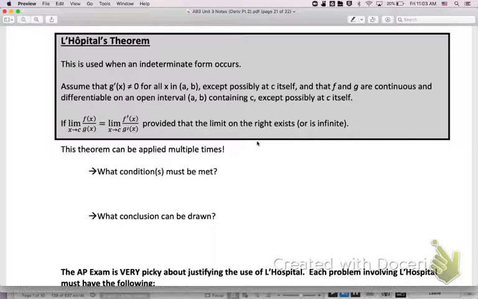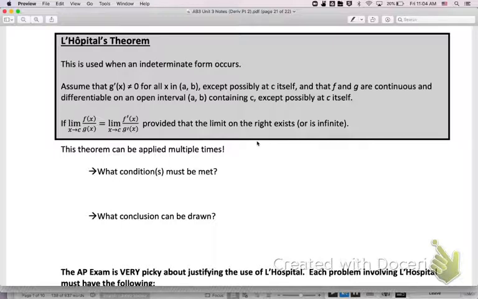The idea, and you can read through all of those requirements there, g prime of x cannot be 0 because we're going to divide by the derivative of g. For all x's in the interval, except possibly at the value itself, f and g are continuous and f and g are differentiable, except again, maybe at that particular point.